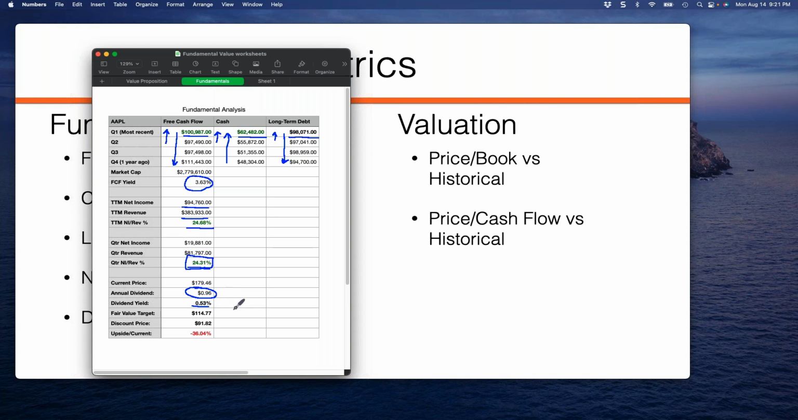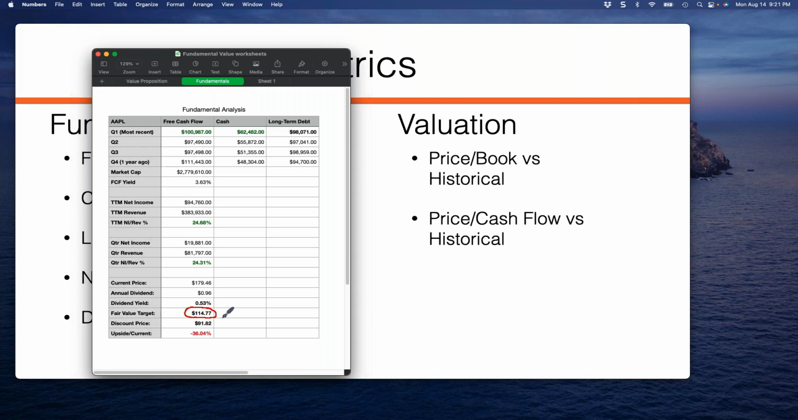Now, the interesting thing about this is that all of this together provides a good overall picture that paints Apple Computer as a fundamentally solid company, but it begs the question of, are they a good value right now? This is where the numbers that we see at the bottom of my spreadsheet become important, because what we can see here is that the fair value target for the stock is at about $115.